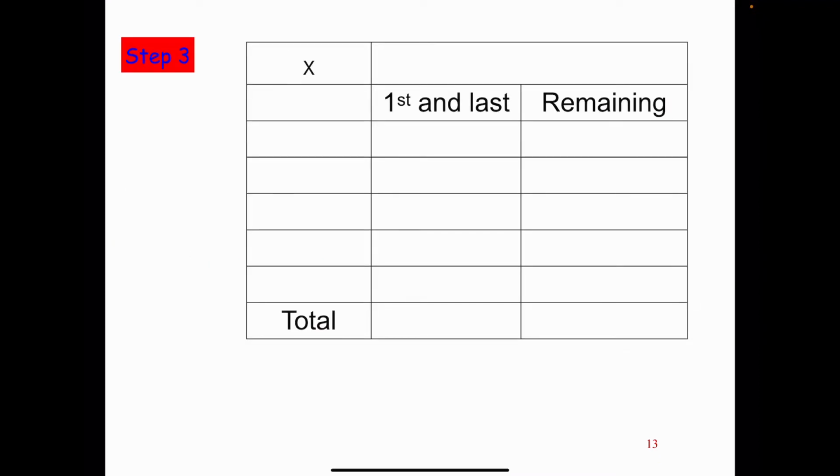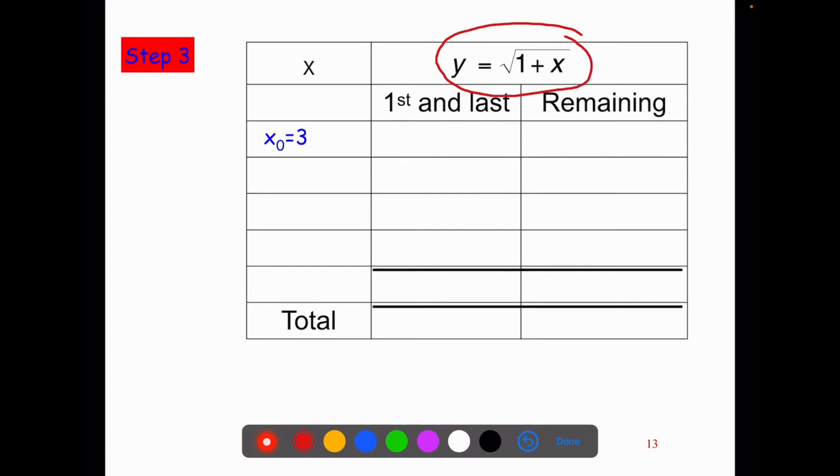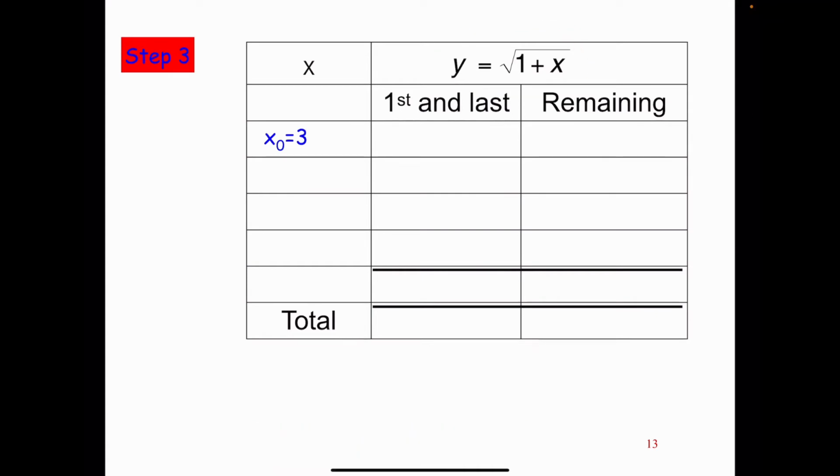Step 3, set up your table. Write down your x, and then first and last, remaining, and then your function, which is y equals to square root of 1 plus x. So our lower limit is equal to 3. So substitute x equals to 3 into your y. So square root of 1 plus 3 equals to 2. Make sure you write down 5 decimal places, extra 1 dp. Because the question wants 4 decimal places, make sure to take extra. Taking 1 extra is enough.